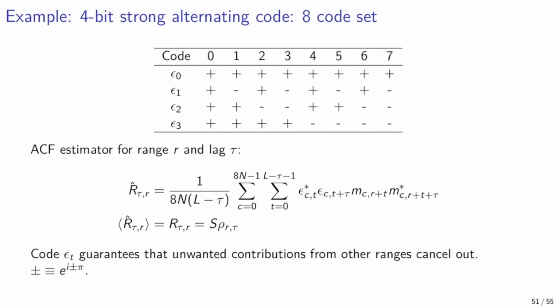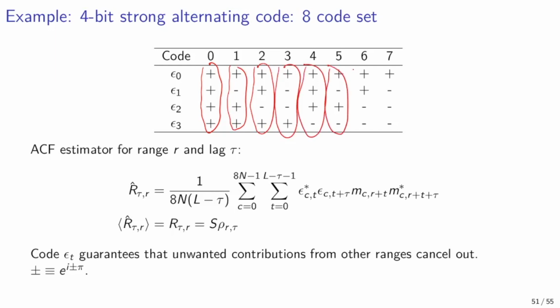And here's the group of codes that does it. This is the so-called 4-bit strong alternating code set. So there are 8 different transmit pulses with these amplitudes. After sending out all of these 8 codes, we will have an unbiased estimator of the autocorrelation function at range r and lag tau.